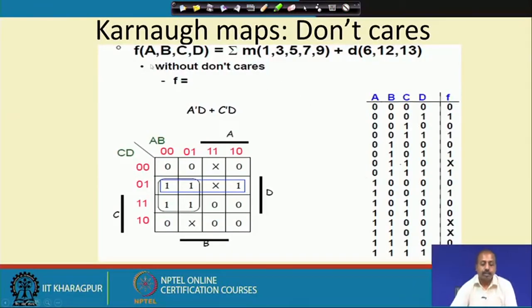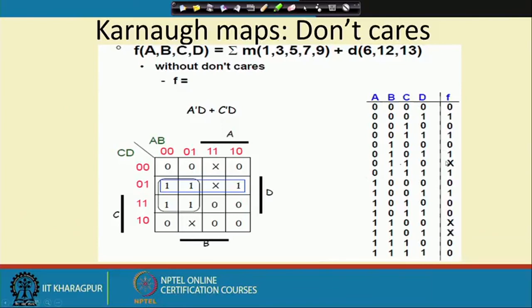Say this function is a b c d. These are the min terms 1, 3, 5, 7, 9, and 6, 12 and 13 are do not cares. So, on the output column we have 6, 12 and 13 as do not cares, and then the corresponding truth table will look something like this.